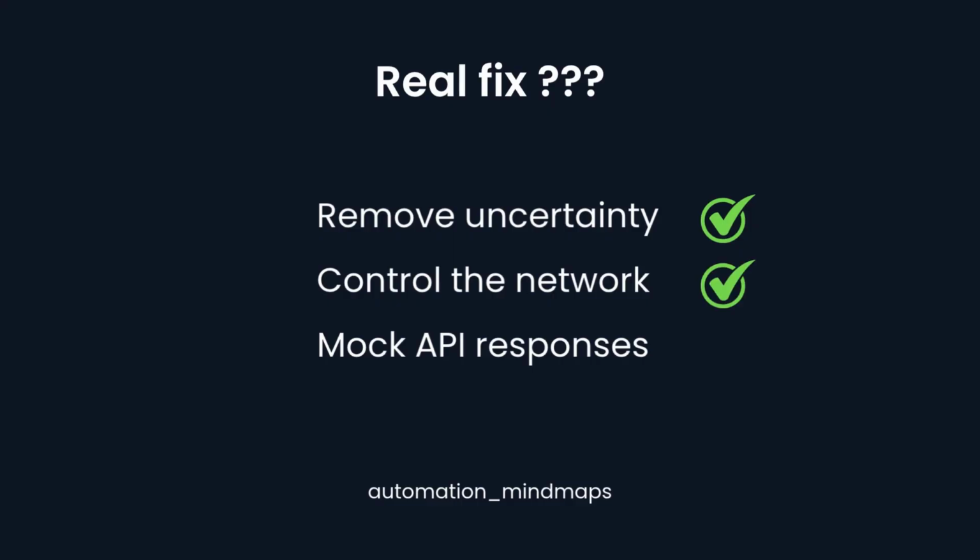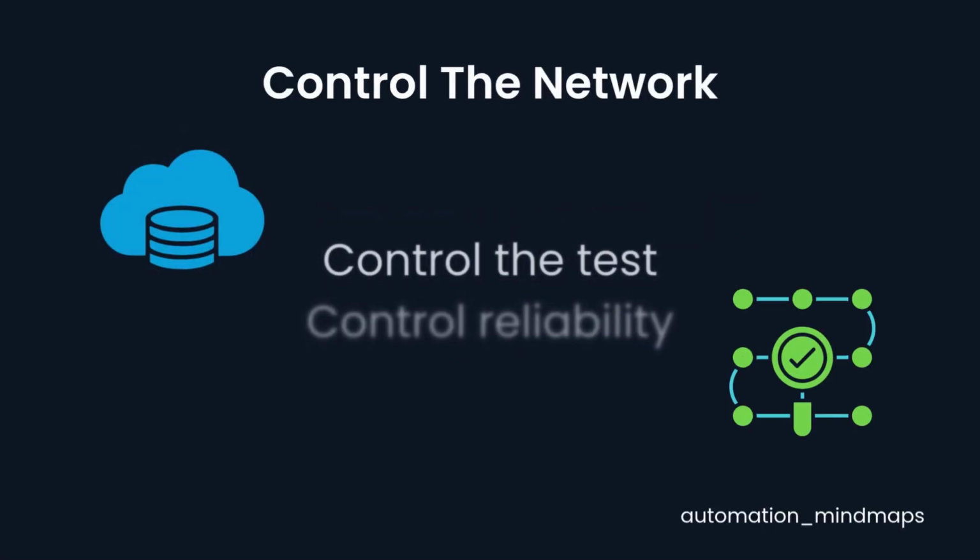So, what's the real fix? Remove the uncertainty, take control of the network, stop depending on real APIs inside your tests, mock the responses, control the data, make your tests deterministic. Let me show you how.